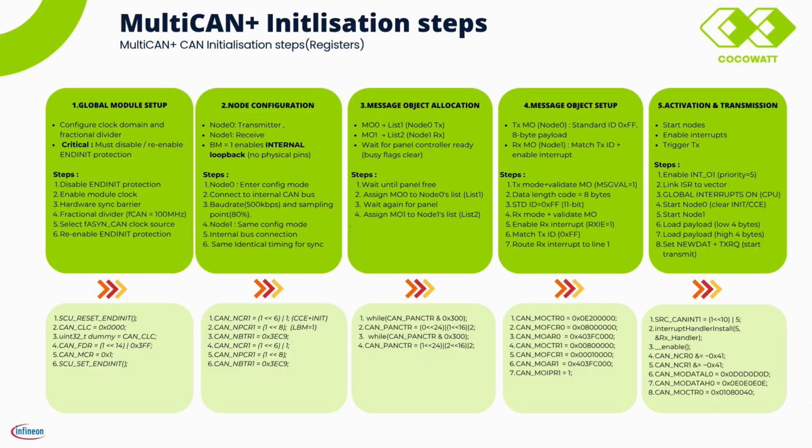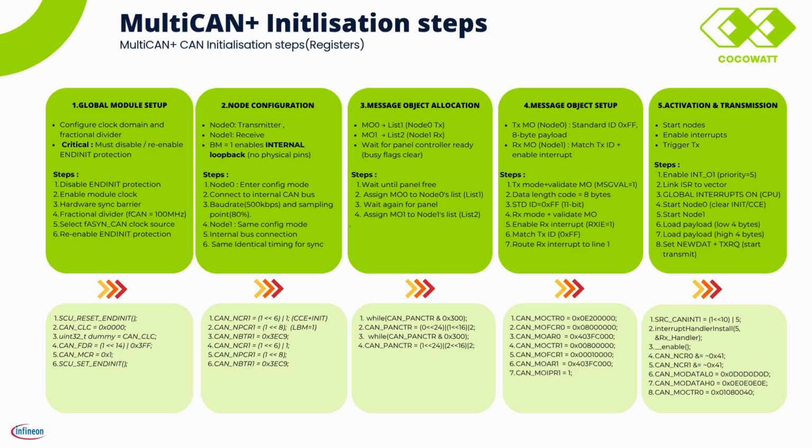So these are the steps: disable ENDINIT, enable the module clock, set the hardware sync barrier, configure the fractional divider to 100 MHz, select the clock frequency as async CAN clock source, and finally re-enable the ENDINIT protection.